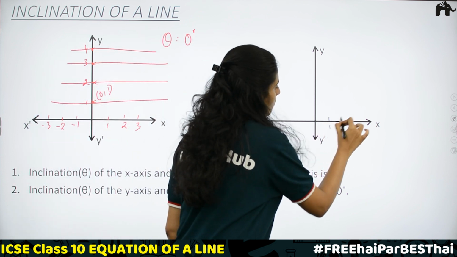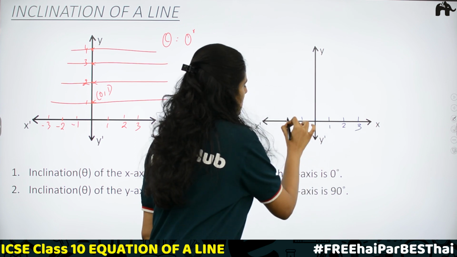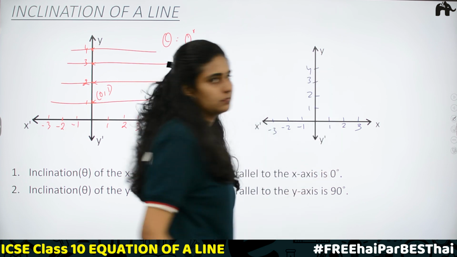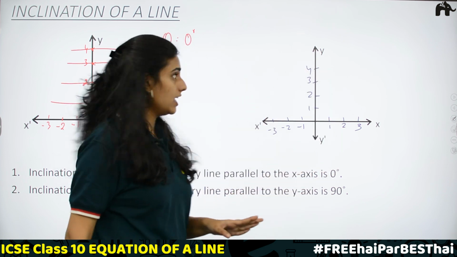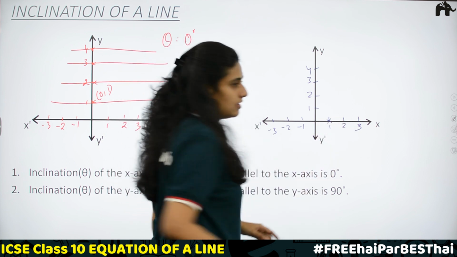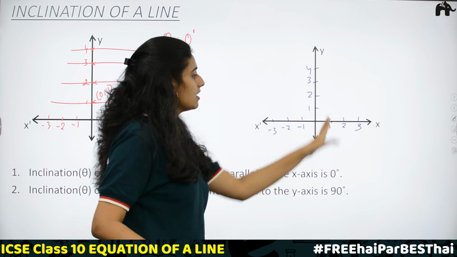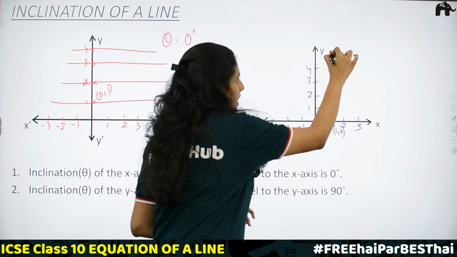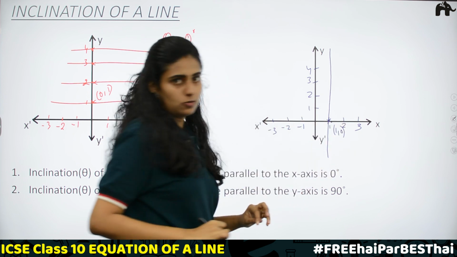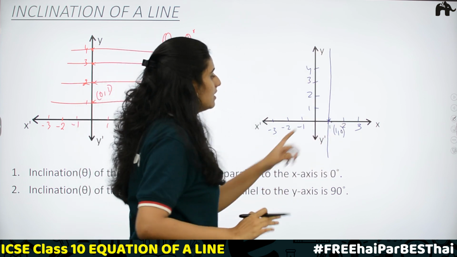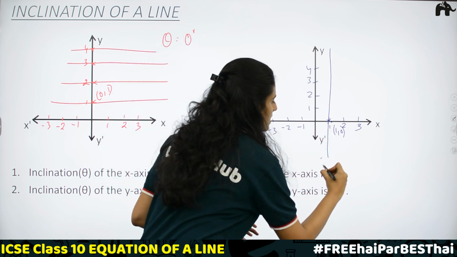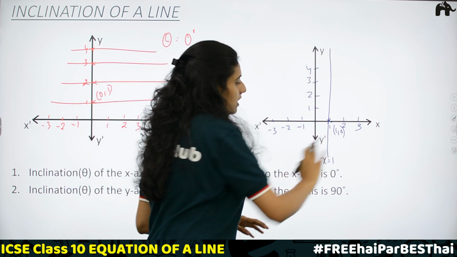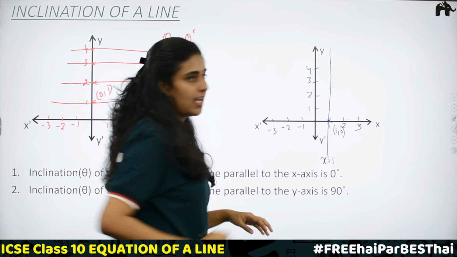Here I have 1, 2, 3. This is minus 1, minus 2, minus 3. Again 1, 2, 3, 4. Line parallel to y-axis, which means I take a point 1 here. Here the x coordinate is 1 and y coordinate is 0, that is, 1, 0. I'm taking a line that passes through this point 1, 0. So, along this line, the x coordinate will be 1. This is the line x is equal to 1. X coordinate will be 1. Y can take any value. So, this is a line that is parallel to the y-axis.